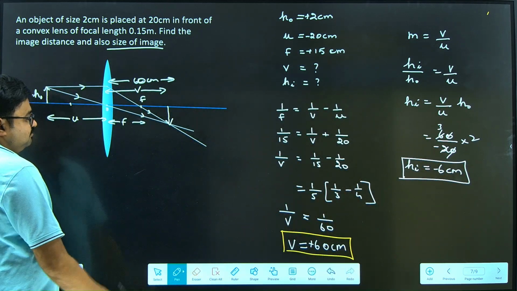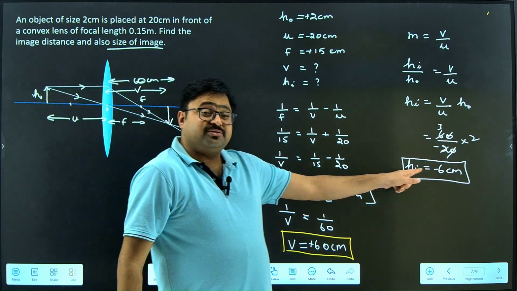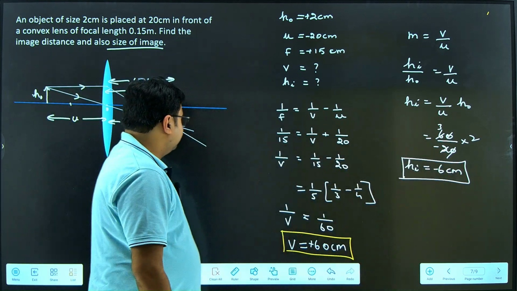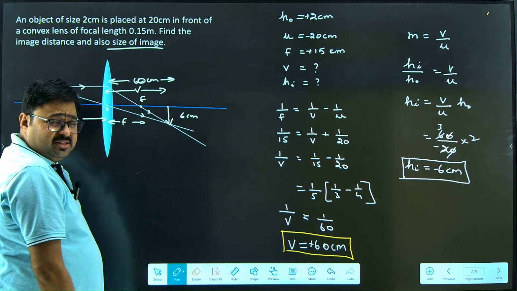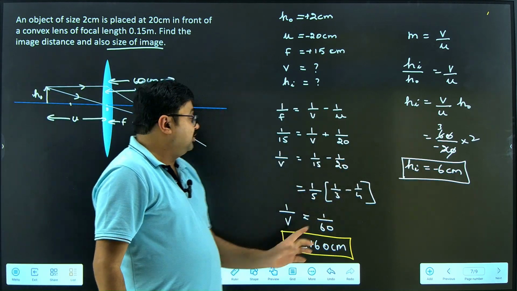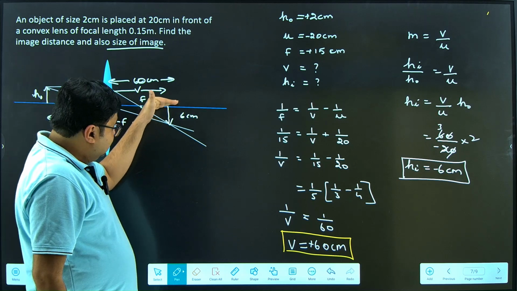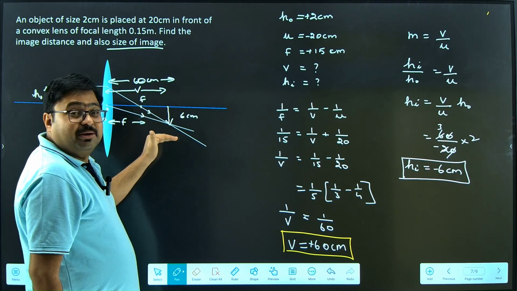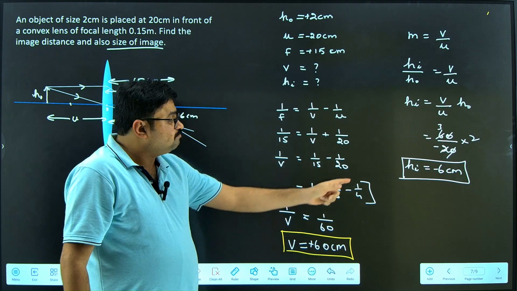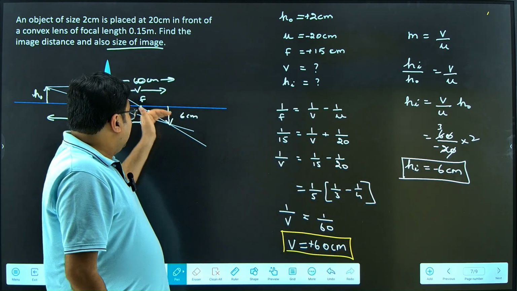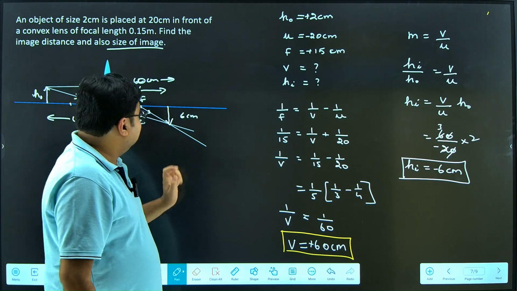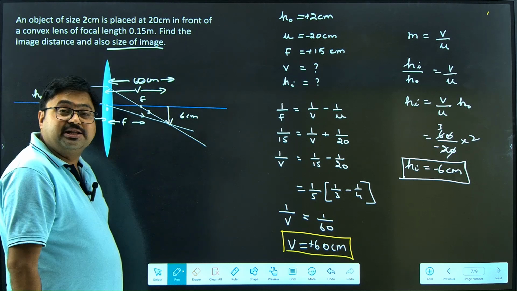What it means is that the height of the image is 6 centimeter. So that's 6 centimeter height of the image, and the negative sign tells you that it is measured below the principal axis. That's how you should say it. The minus 6 centimeter tells you that the image is 6 centimeter long and its height is measured below the principal axis. Hence, you can say it's an inverted image.